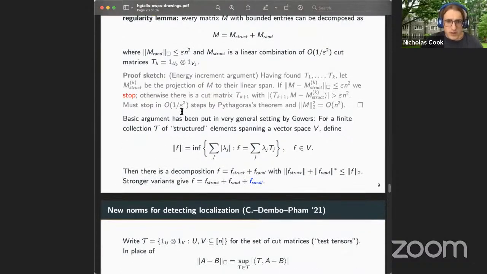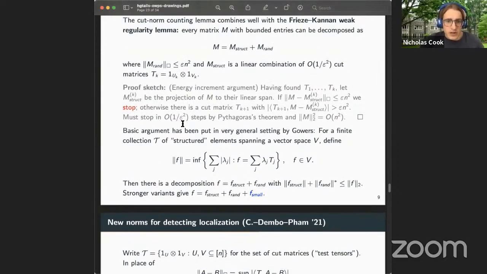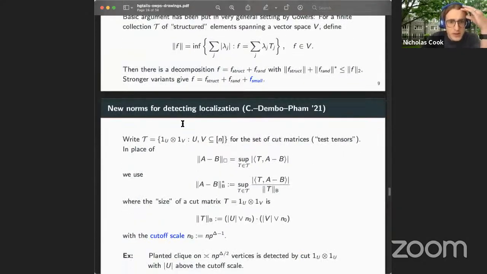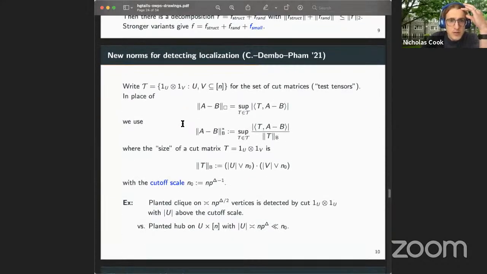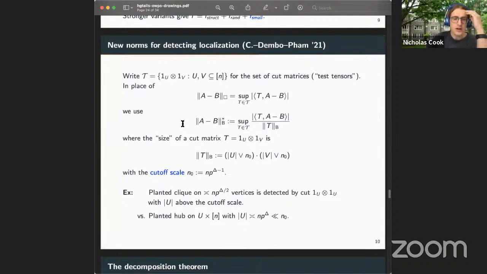Okay, well, so this basic sort of argument was put in a very general setting by Gowers. I won't go over his statement. I'll just mention that you can view our regularity lemma or decomposition theorem as something in that sort of spirit. So okay, so here's what we do in the setting of matrices. So in the setting of matrices, we can stick with the set of cuts. So these will be our so-called test tensors.